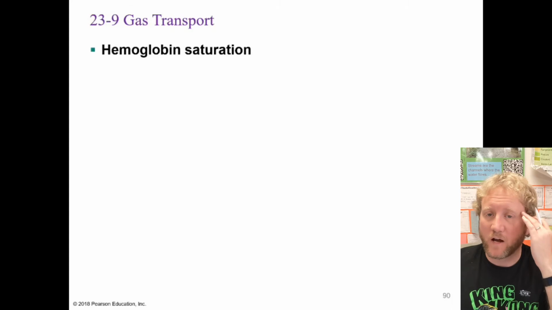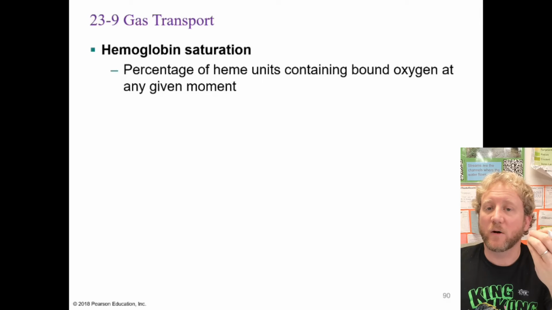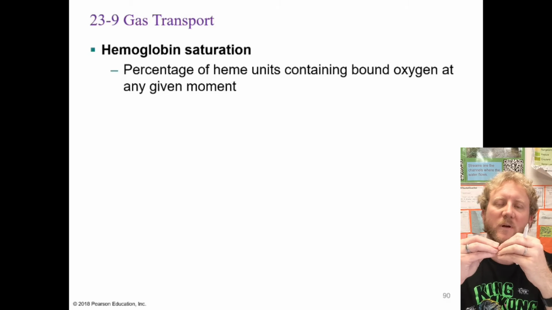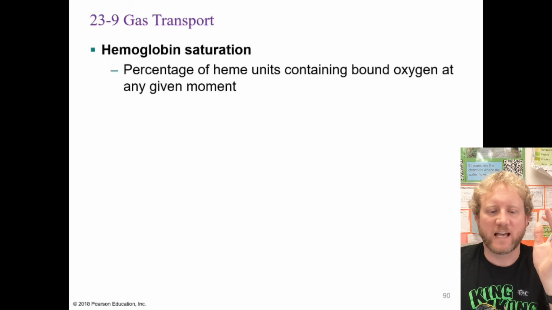That gets into a phenomenon known as hemoglobin saturation. And so that's the percent of heme units that contain oxygen, that are bound oxygen. So oxygen is stuck to the heme groups, basically like a little magnet, at any given moment. Now there's a number of factors that affect this.